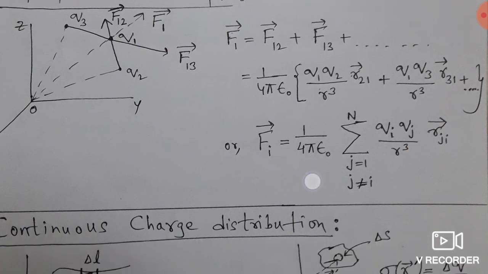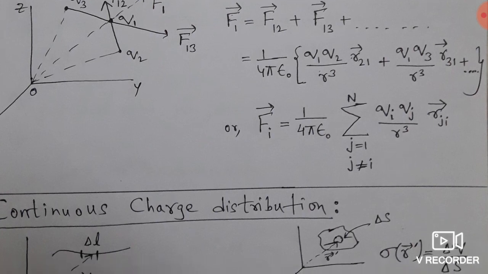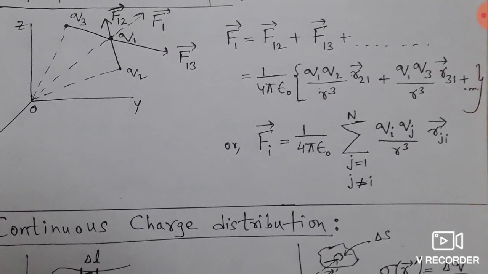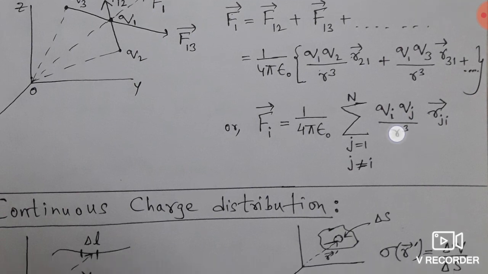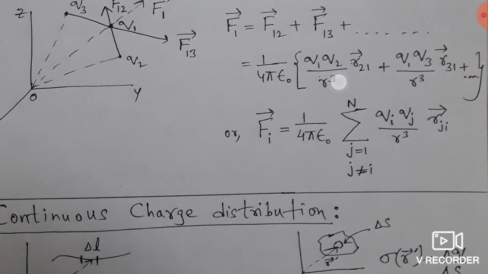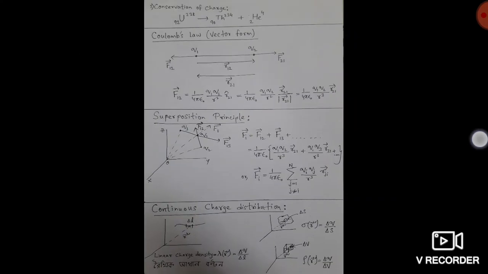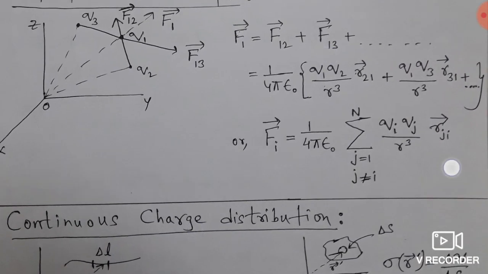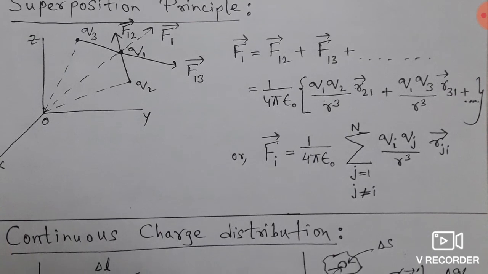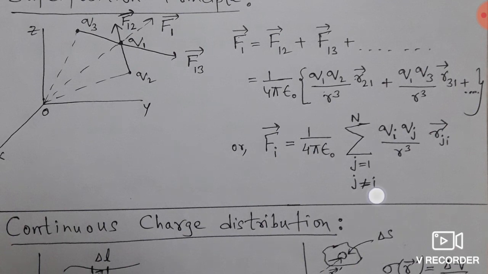So if we write this expression of Coulomb's law with the help of the superposition principle in summation form, the final expression will be F i equals 1 by 4 pi epsilon 0, summation over q i q j, r j i by r cube, where j runs from 1 to n, and j should not be equal to i.